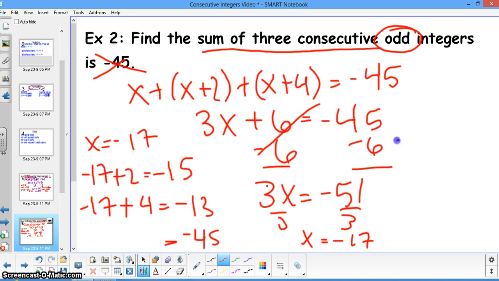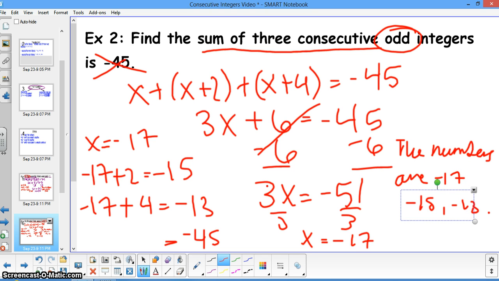So the numbers are negative 17, negative 15, and negative 13. And now you have solved consecutive integer problems.